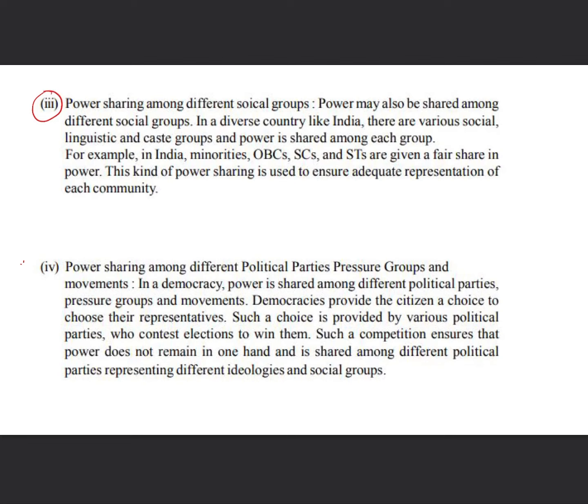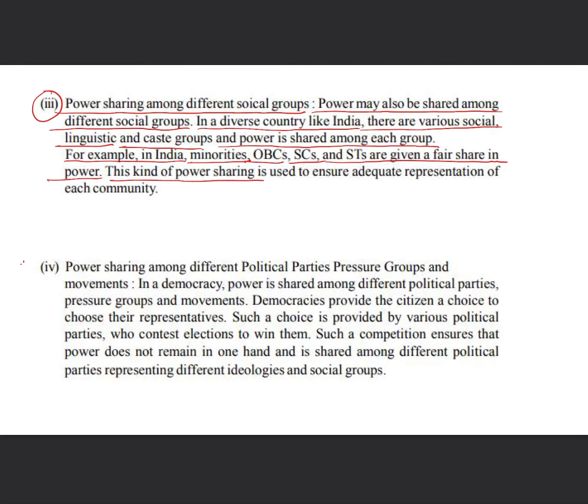Third is power sharing among different social groups. Power may also be shared among different social groups. In a diverse country like India, there are various social, linguistic, and caste groups, and power is shared among each group. For example, in India, minorities, OBCs, SCs, and STs are given a fair share in power. This kind of power sharing is used to ensure adequate representation of each community.